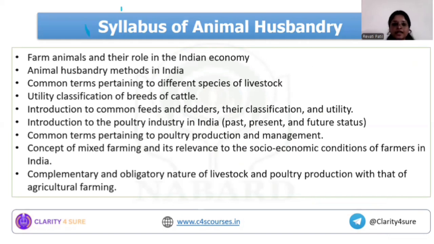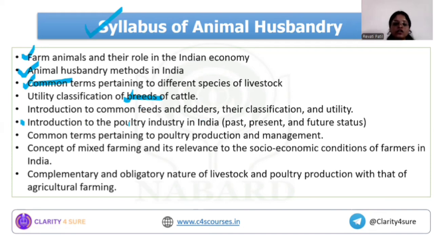This slide talks about the official syllabus of NABARD Grade A, which was released in the last notification. The syllabus includes farm animals and their role in the Indian economy, animal husbandry methods in India, and the common terms pertaining to different species of livestock. This is really important, the terminology, the common terms. Then utility classification of breeds of cattle. Again, breed is a really important part of this syllabus. Then introduction of common feeds, fodder, their classification and utility.